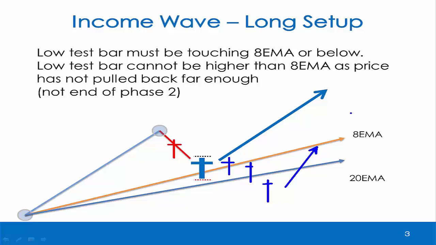Now, this is the lowest frequency system of the 4, and this system really is the epitome of quality over quantity. You're not going to have that many signals, but the ones that you do have are really good quality signals.